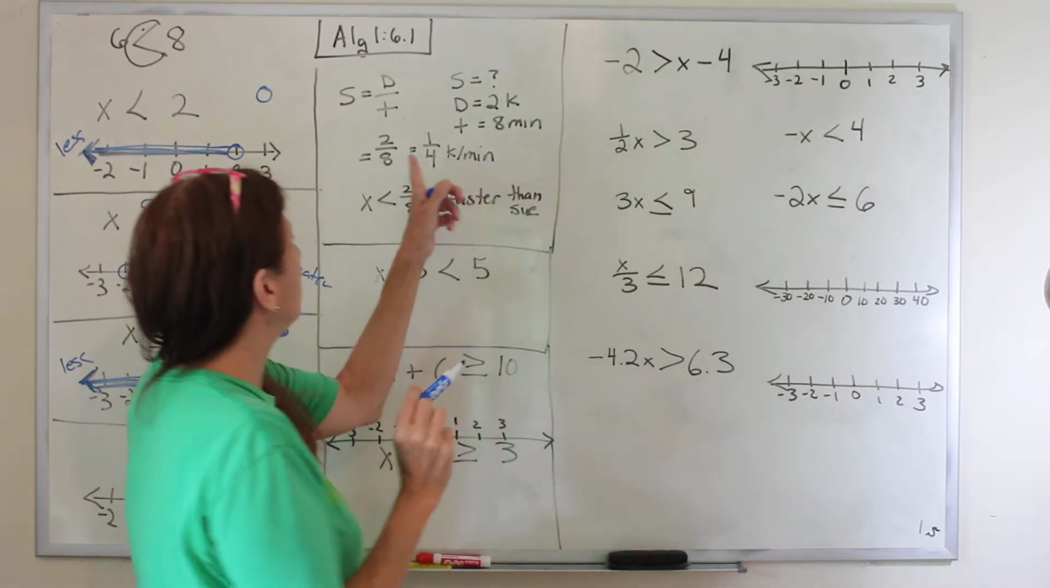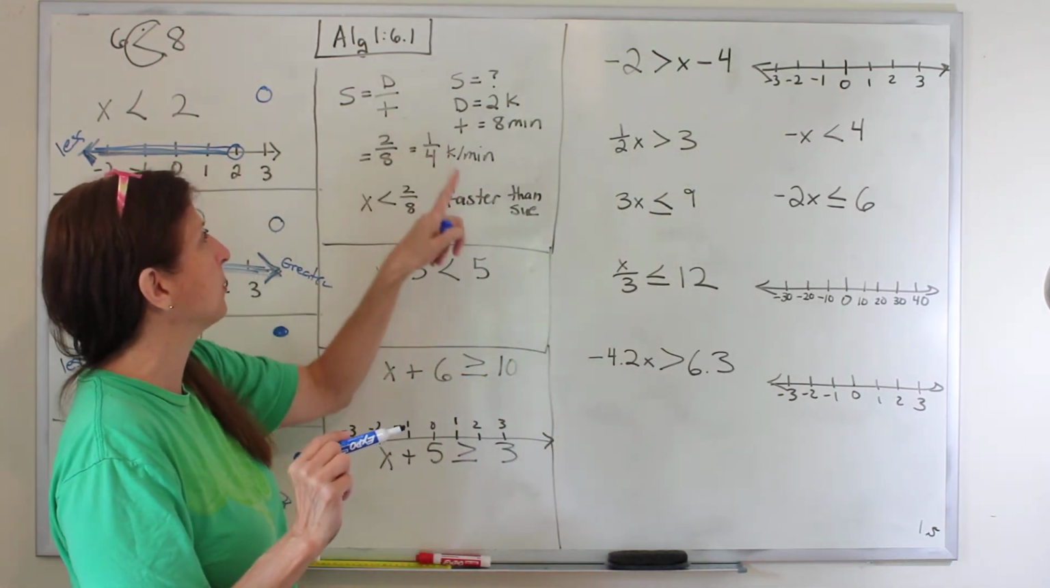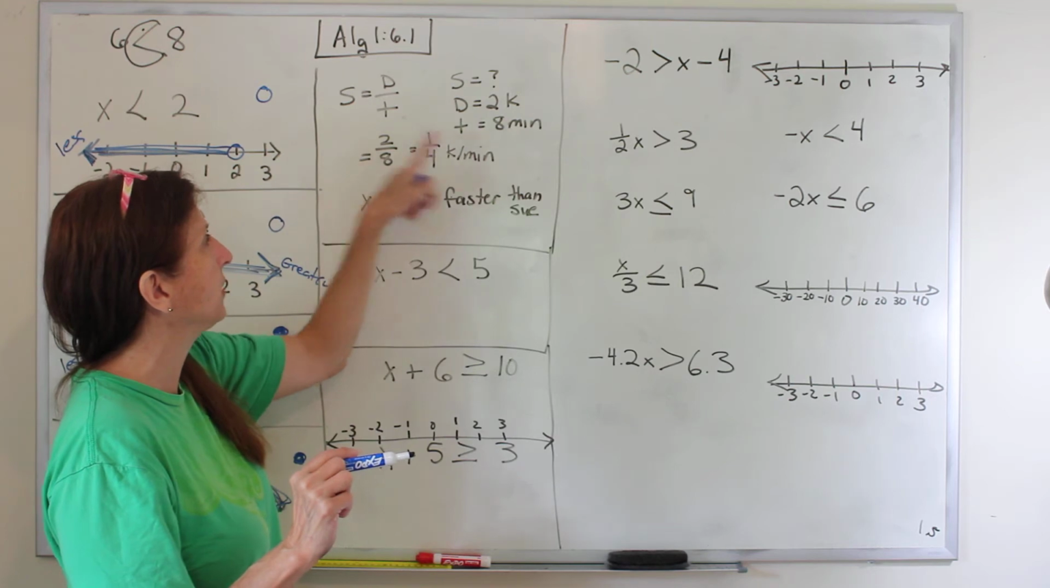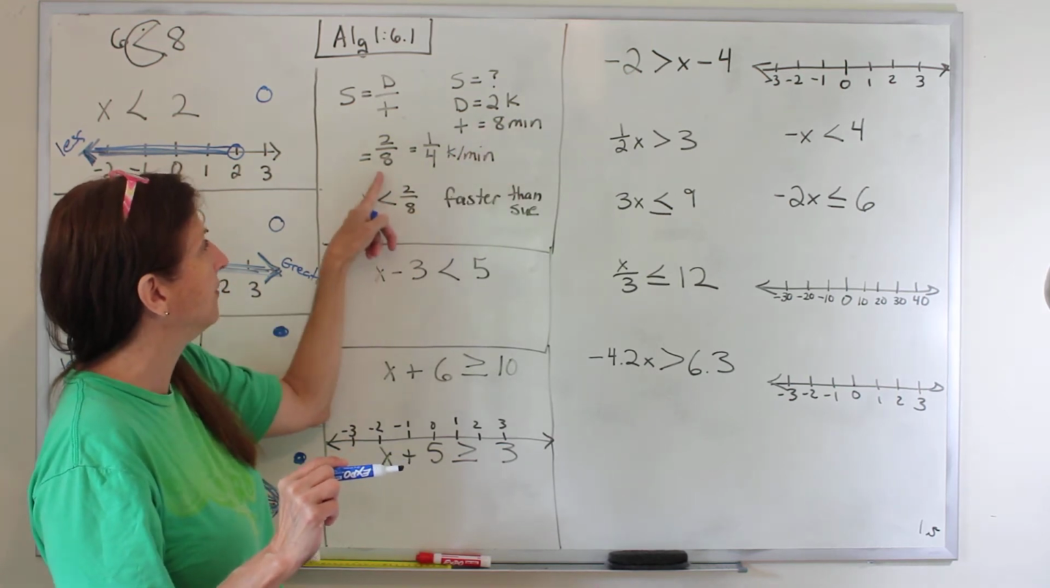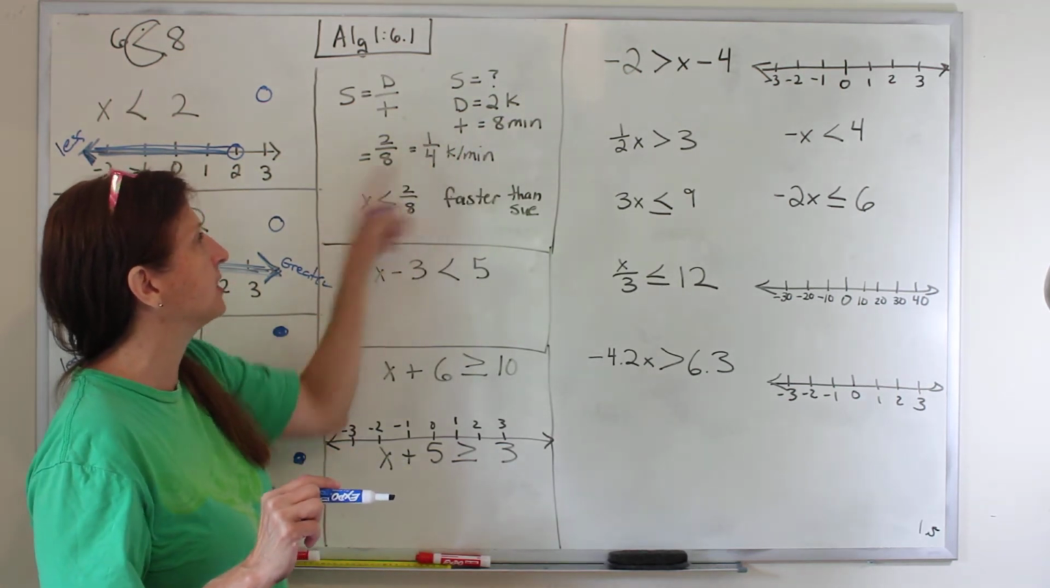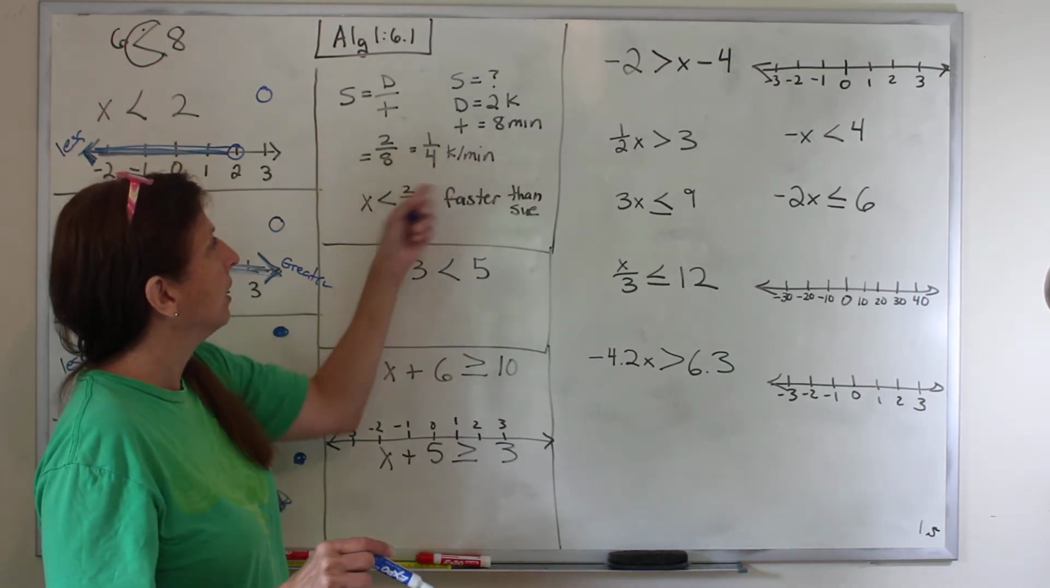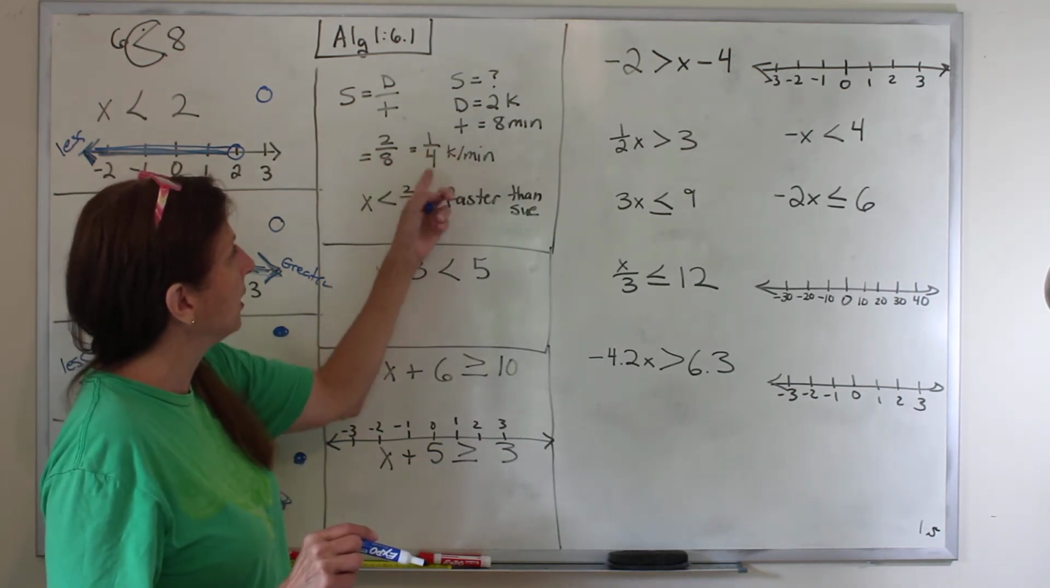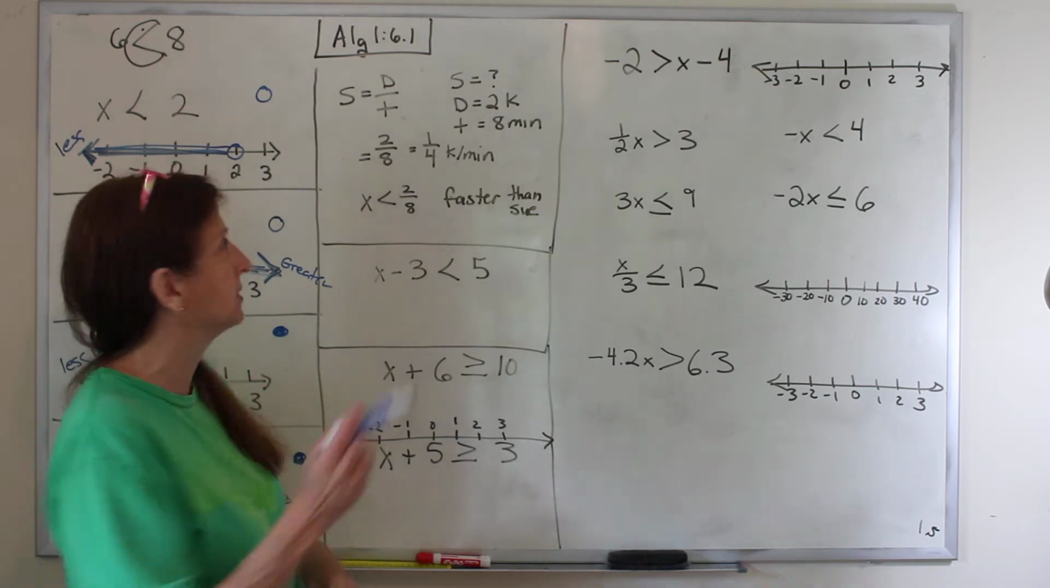All right, so speed is distance over time, so we put Sue's distance, 2K, over her time of 8. We can reduce that: she was going 1/4 kilometers per minute was her rate.